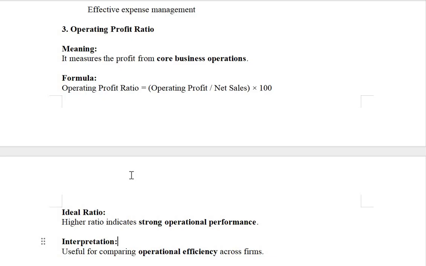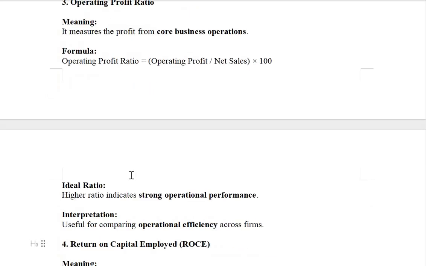Or, in another way, we can compute the operating profit by using the net profit plus non-operating expenses and minus non-operating income. If the operating profit shows a higher percentage, it shows the strong operating performance of the business. In a real scenario, a high operating profit ratio shows that the operating efficiency of the business compared with other firms is good.